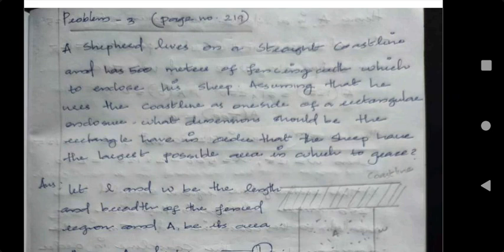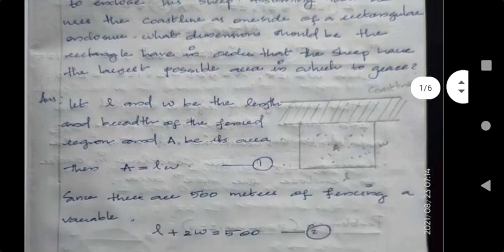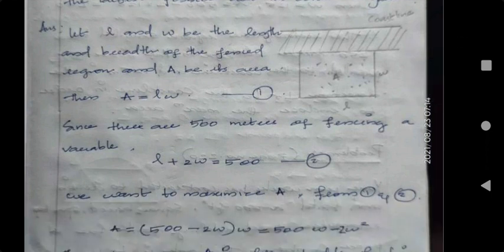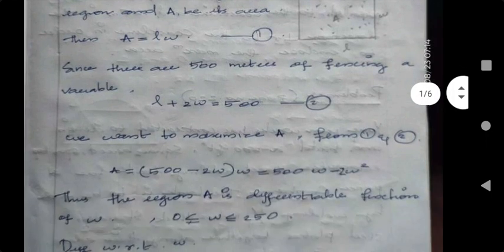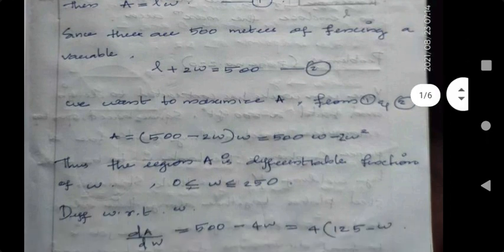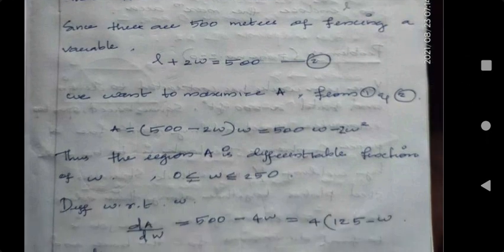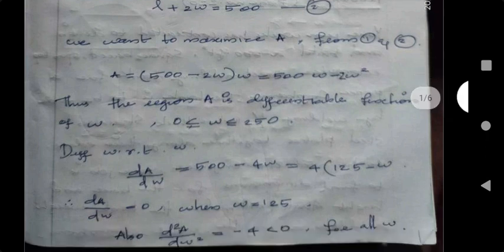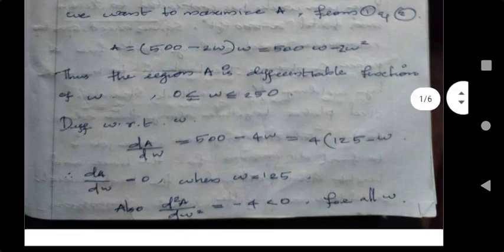Let L be the length and W be the breadth, and the area is A. Then area A equals L times W. This is equation number 1. Since there are 500 meters of fencing, L plus 2W equals 500, which is equation number 2. We want to maximize A from equation 1 and equation 2. Then A equals (500 minus 2W) times W, which equals 500W minus 2W squared.